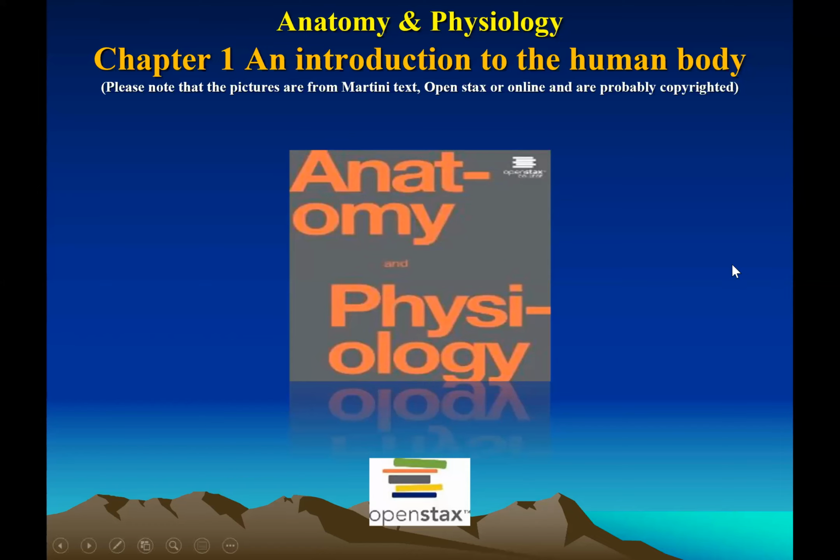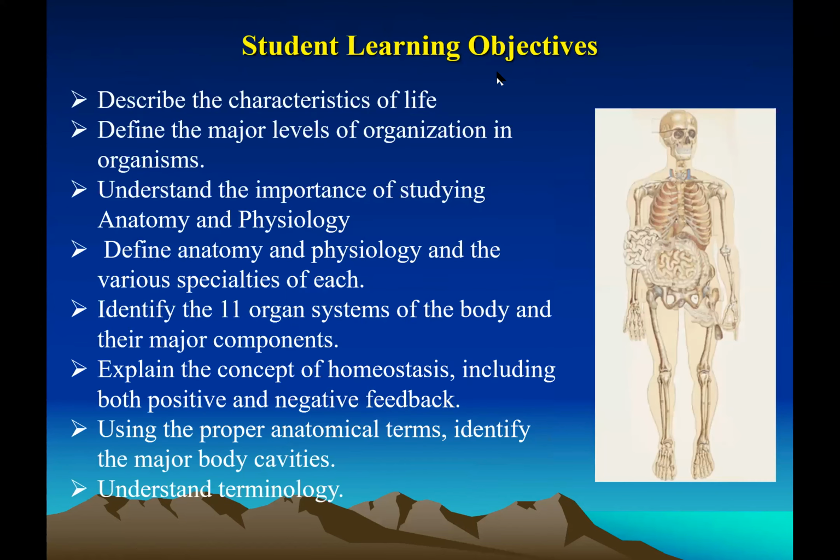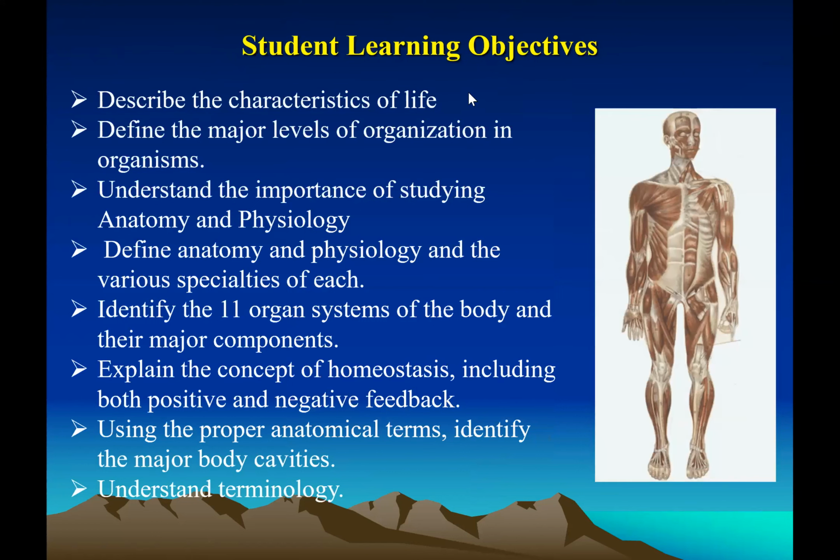Hello, students. Today we will cover chapter 1 in Anatomy and Physiology, which is the introduction to the human body. The main learning objectives in this chapter is we'll review how life is defined, the major levels of organization of life. We'll understand what anatomy and physiology means, the different specialities under anatomy and physiology.